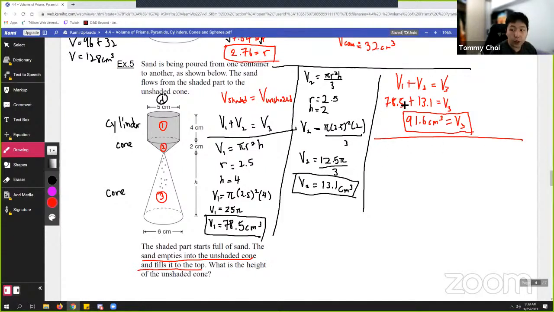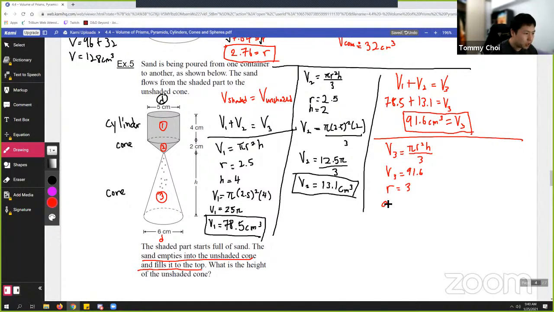So now we have volume 3. Since volume 3 is a cone as well, we follow this volume. Not only that, we also know volume 3 is 91.6. R is 3 because we have the diameter as 6 at the bottom here, right? And we need the height. We need to solve height. So let's solve for height here. We have all the information we need.